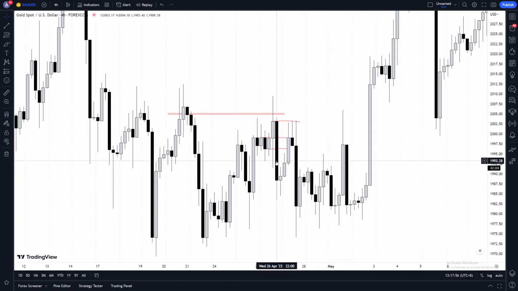Okay, so we have 3 areas, 3 zones. Now if you've watched any one of my previous videos on SNR, you would know that I don't deal with 3 zones. I only deal with a maximum of 2. Especially when we're doing entries, I only deal with a maximum of 2.